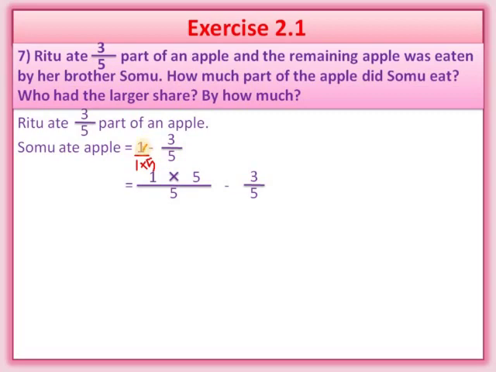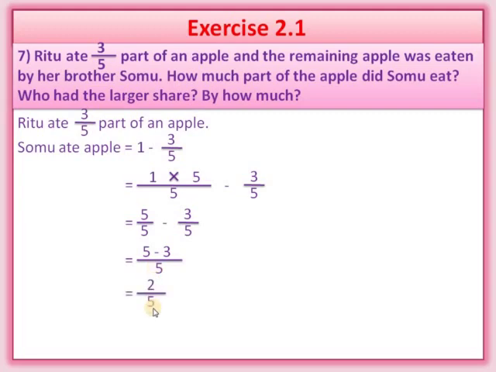and here 1 multiplied by 5, because the denominators are not the same, so we find out the LCM. So 5 ones are 5, I have written, and 1 multiplied by 5 minus 3/5. Okay, so 5/5 minus 3/5. Now both the denominators are the same, so 5 minus 3 upon 5. The answer is 2/5.